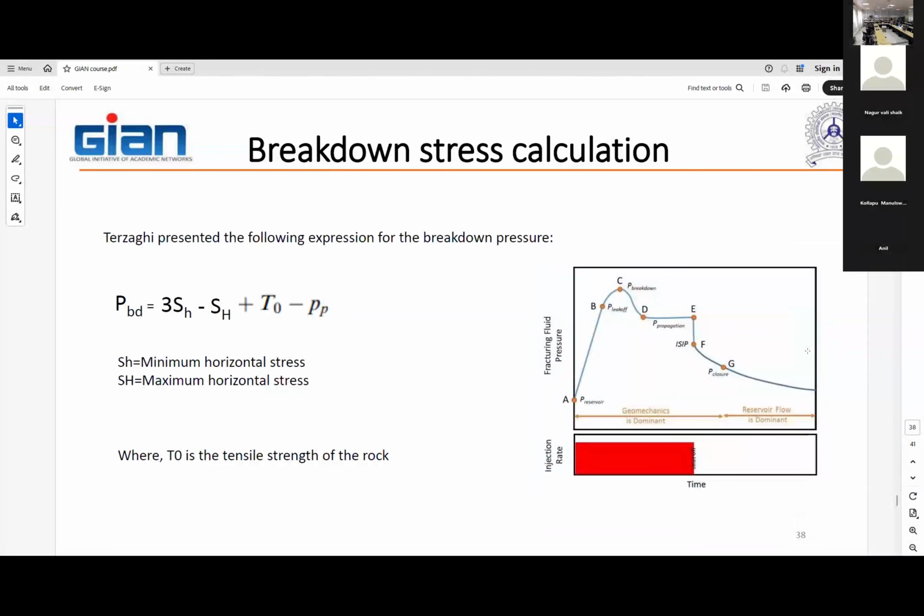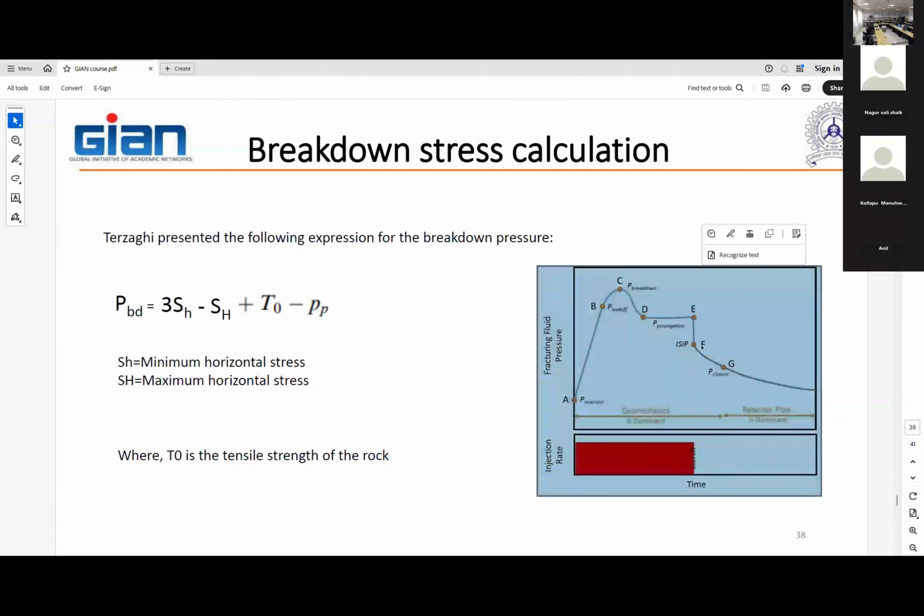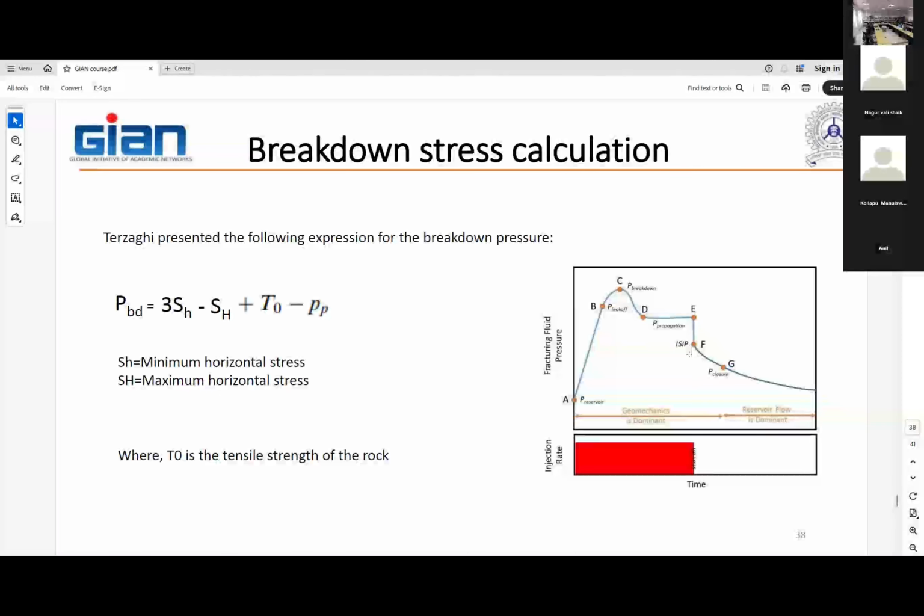Next question is which of these points give you a good approximation of your minimum horizontal stress? Closure pressure, and instantaneous shut-in pressure, yeah, exactly. ISIP is on the higher limit of your SH min, and P closure is the lower limit of your SH min.